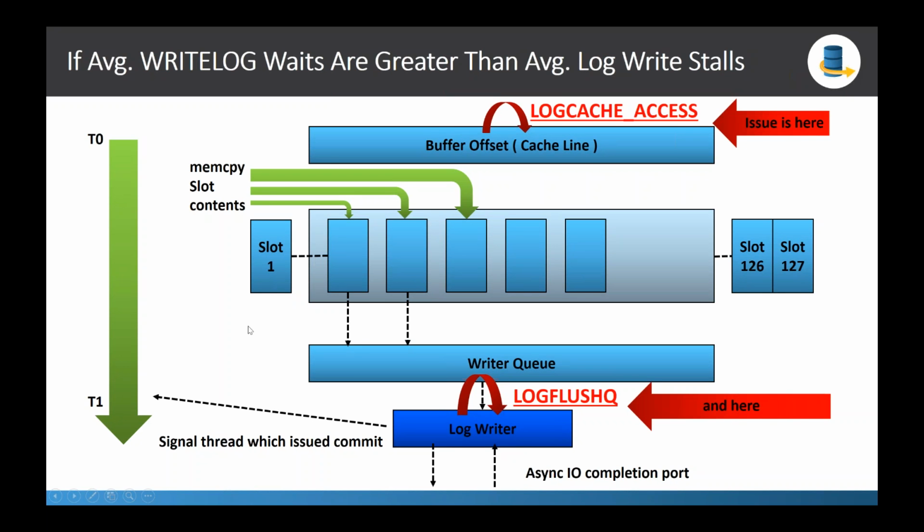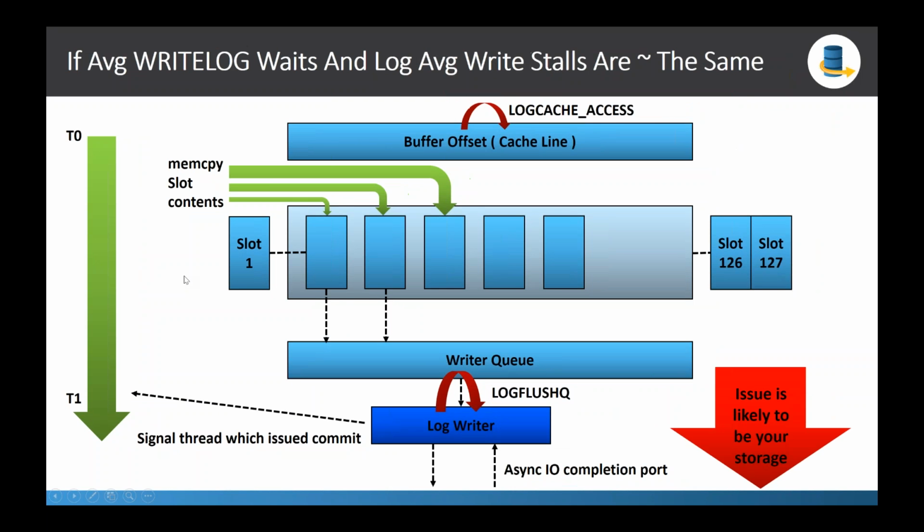Okay, so if you see lots of spins and lots of backoffs on log cache access, your issue is at the top of the picture. If you see lots of spins and backoffs on log flush queue, it's at the bottom. However, a problem with the log writer not being able to do its job fast enough is that it can create back pressure on the log buffer. Okay, so if your average write log waits and your average write stalls are roughly the same or very, very close, your problem is more likely to actually be storage.